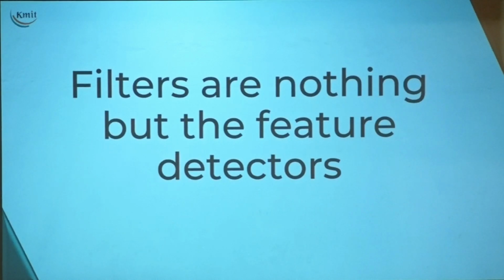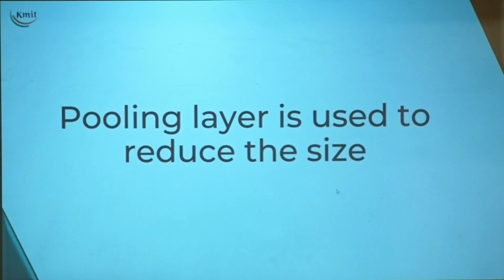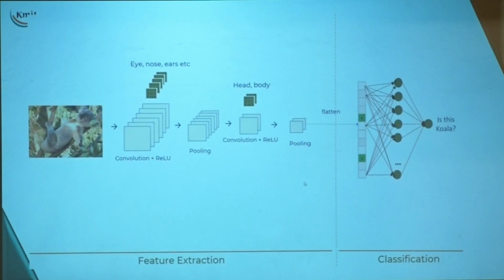Now, filters are nothing but what? Feature extractors. We apply these filters during the convolution operation. The pooling layer is used to reduce the size of the image dimensions. As you can see, this is feature extraction and classification which is done.